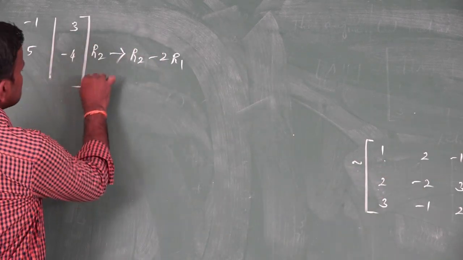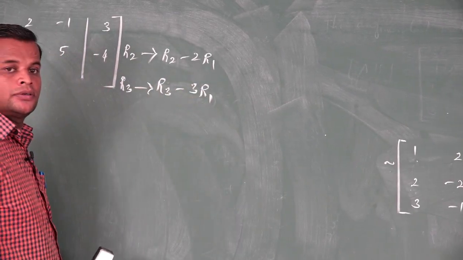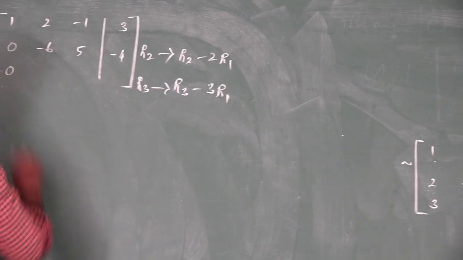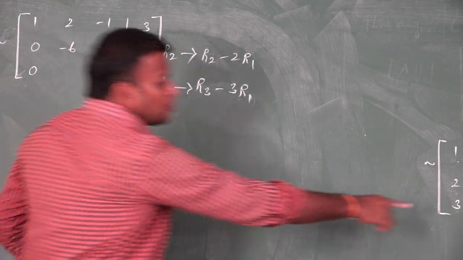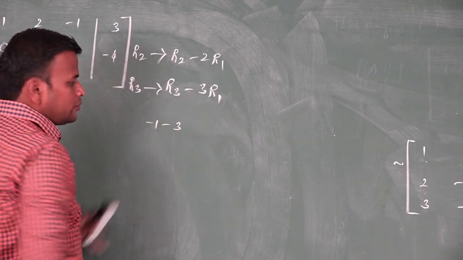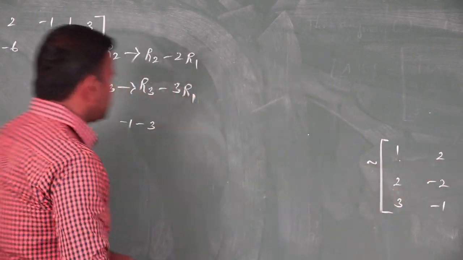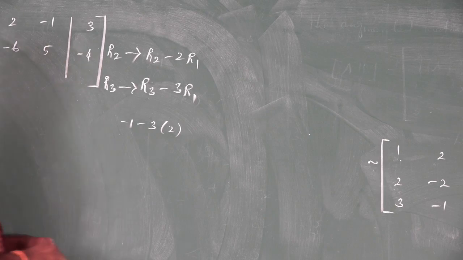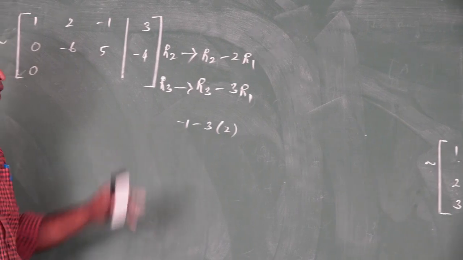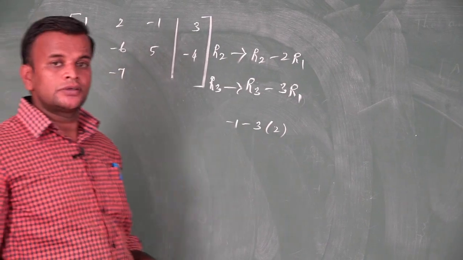So we write R3 as R3 minus 3R1. 3 minus 3 ones are 3, 3 minus 3 is 0. Next, minus 1. R3 minus 3 times the corresponding element of minus 1 in R1, which is 2. Minus 3 times 2 is 6. Minus 1 minus 6 is minus 7.